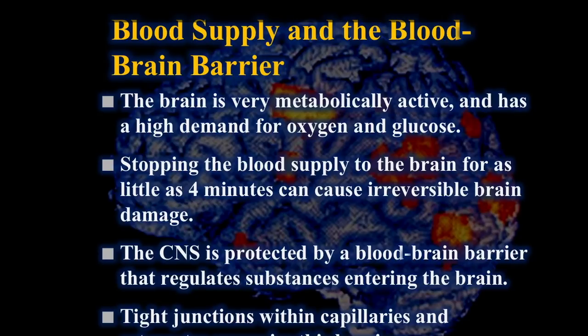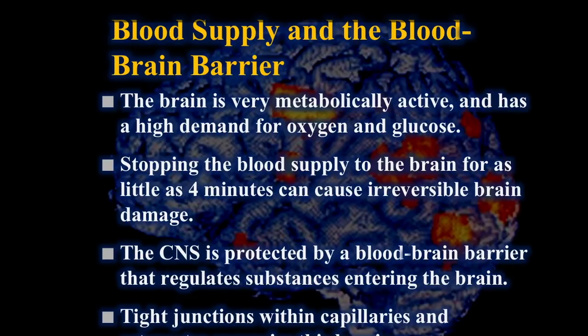So what is it called when you stop blood supply to the brain? A stroke, yeah. And we'll talk about the different types of stroke. Ischemic stroke is one of those. So we can cut off the blood supply to the whole brain, or we can cut off the blood supply to different regions of the brain. It's not good. So the central nervous system is protected by a blood-brain barrier, and it's going to regulate what substances enter the brain, which we already talked about a second ago.